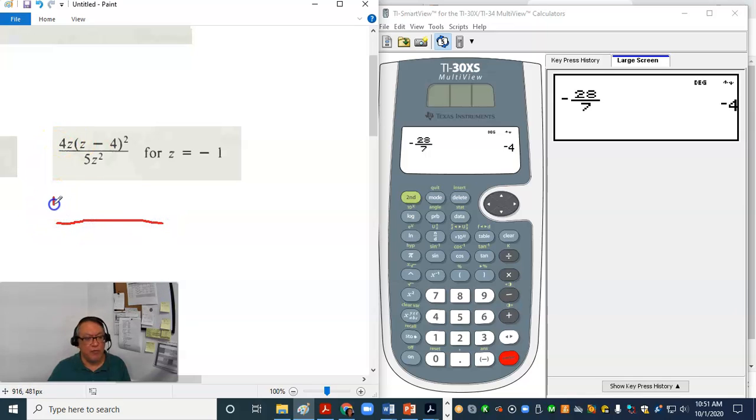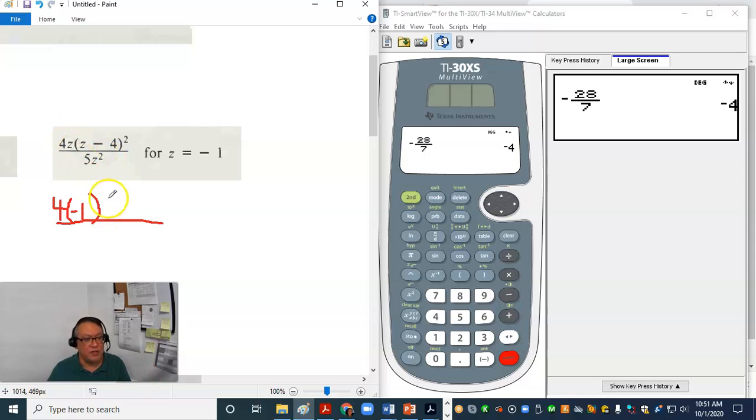4z, I'm going to put 4, right? Z I can represent with the parentheses, and because I have a negative number, I'm going to do that. And that means multiply. 4z, 4 times negative 1. And again, you can have parentheses within parentheses. Don't worry about that as long as you don't miss one.